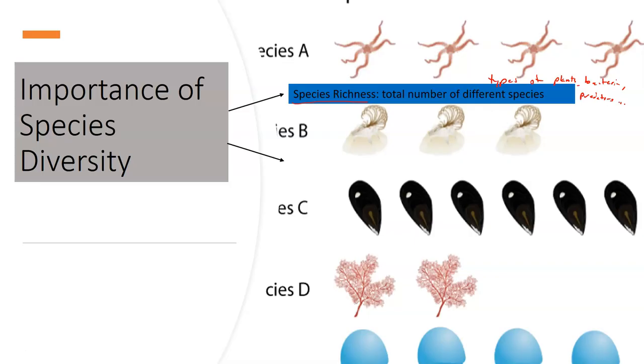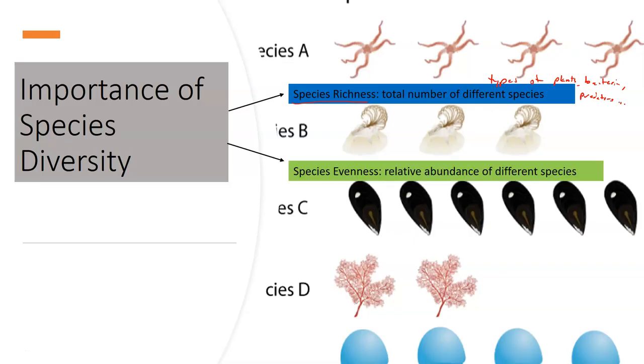Okay, species richness is the total number of different species, kind of by type though. Species evenness also measures species diversity, and that's more of a relative abundance, and we'll be doing a lab where we can actually learn how to measure that. That's the creek activity that I've been mentioning in class.